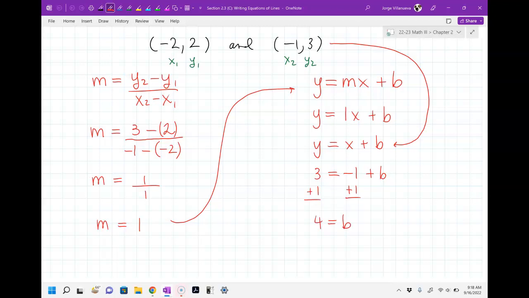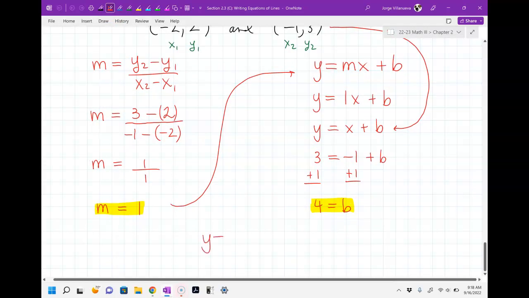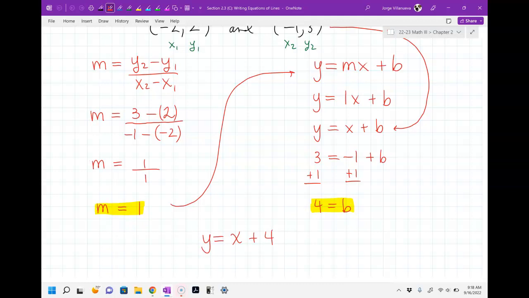So now that we know what m is, which is 1, and b, which is 4, we can plug that into our equations and we'll be done. So it's going to be y equal to 1x, so just x, plus 4. And that's the answer that we need.